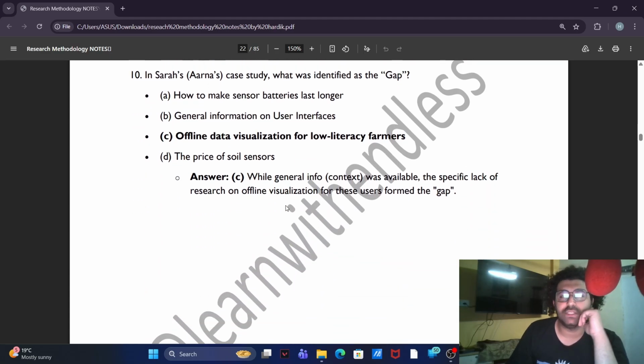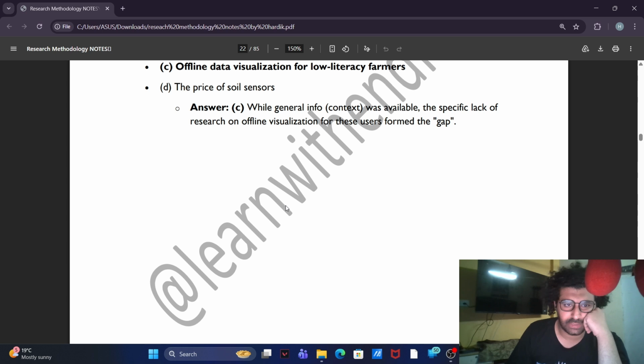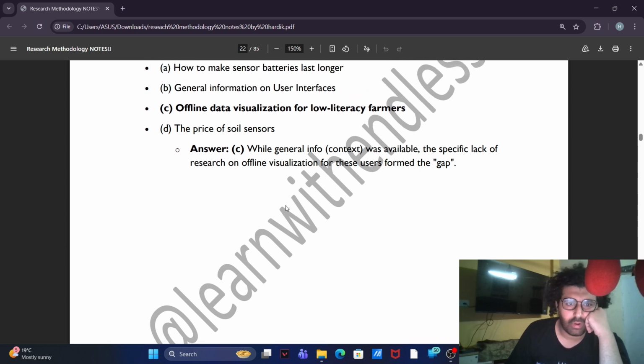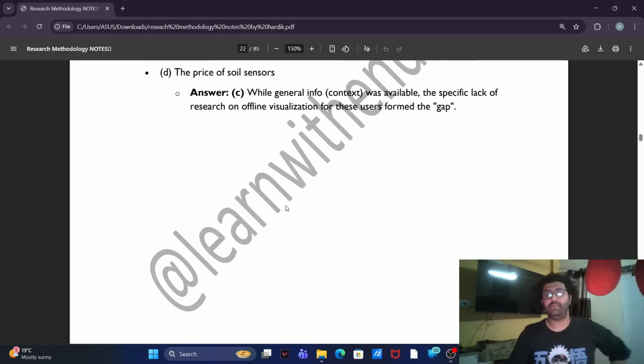In Anna's case study, which was identified as the gap? Offline data visualization for low literacy farmers, while the journal info context was available. The specific lack of research for offline visualization for this user formed the gap.